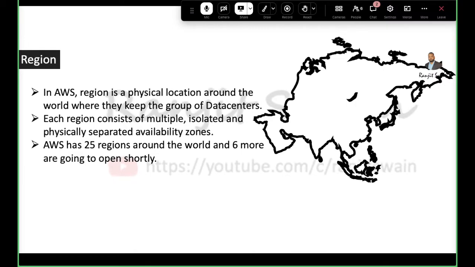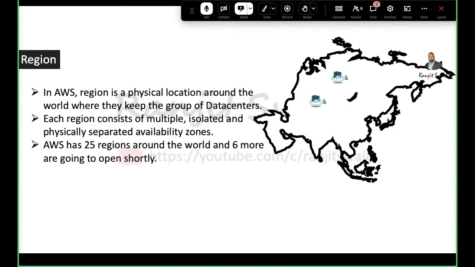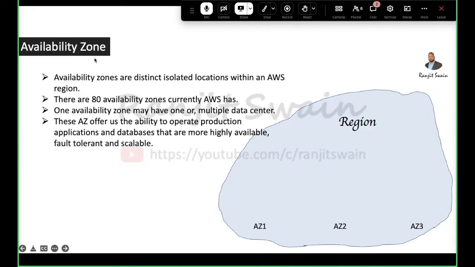So you always have to upgrade your skills. Now you understood what a region is, right? If you see this diagram here, this region will have multiple data centers and multiple availability zones. We'll explain what these availability zones are for. Now let's see, what is this availability zone?